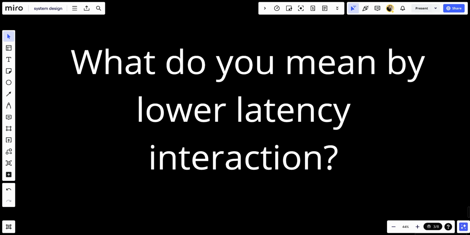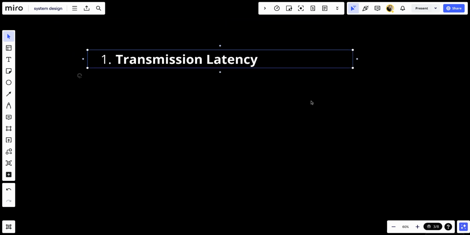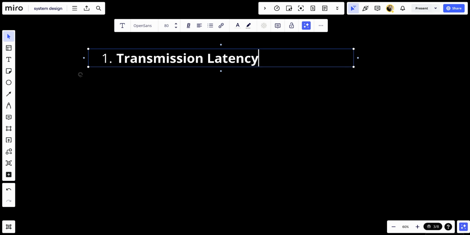Let's try to understand first what is latency. So, to fully appreciate what lower latency interactions entails, it's important to understand a few key concepts of latency. The first thing that I would like to talk about will be the transmission latency. This is the time it takes for a message or a packet of data to travel from a sender to the receiver. It is influenced by the physical distance between the communication endpoints and the speed of the transmission medium, like fiber optic cables or wireless signals.